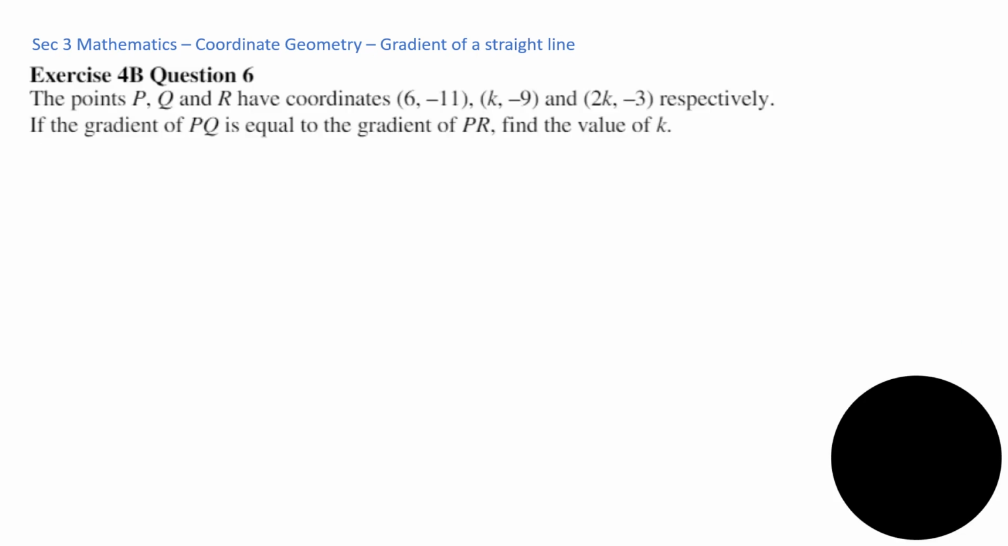Okay, as you are doing this question, you must understand what is what. P has these coordinates. Okay, I use another color. Q has these coordinates. And another color. R has these coordinates. Okay? And they say the gradient of PQ is equal to the gradient of PR.